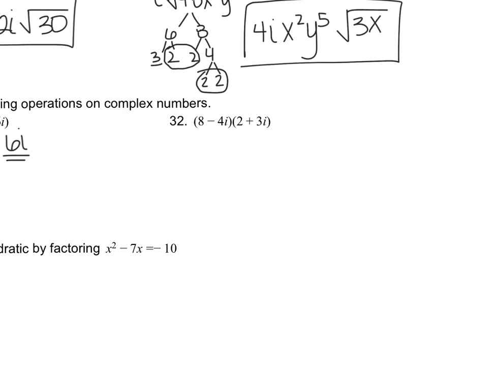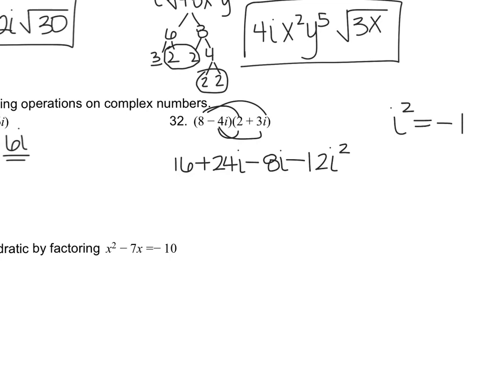When we're multiplying complex numbers, we're going to use FOIL. So everything in the first set of parentheses is going to multiply to everything in the second set of parentheses. We're going to do 8 times 2, which is going to give us 16. 8 times 3i, which is going to give us 24i. -4i times 2, which is going to give us -8i. And then -4i times 3i is going to be -12i squared.